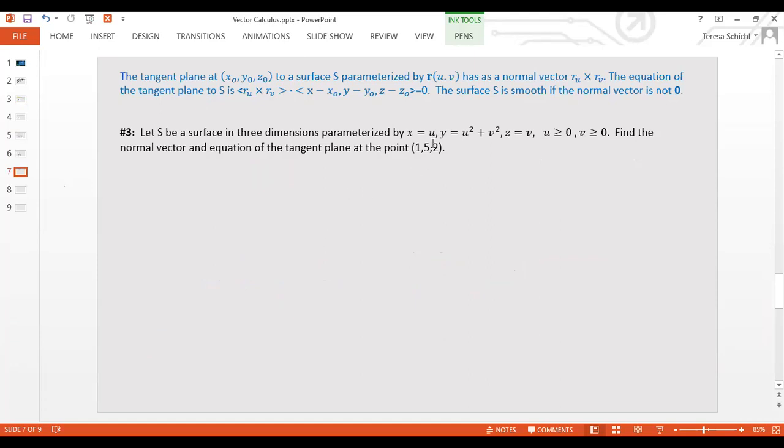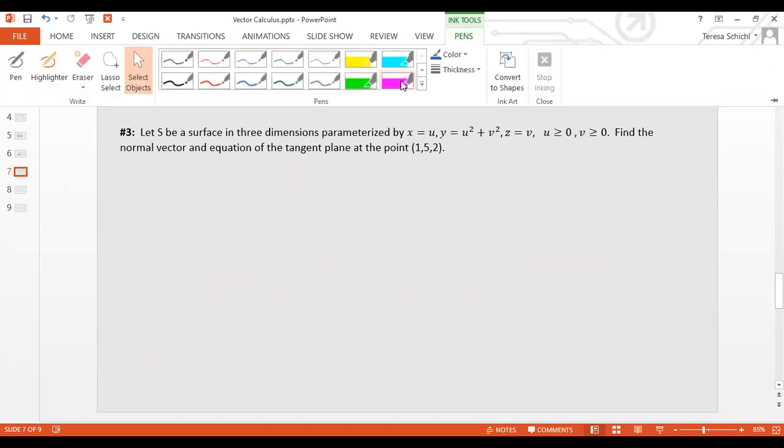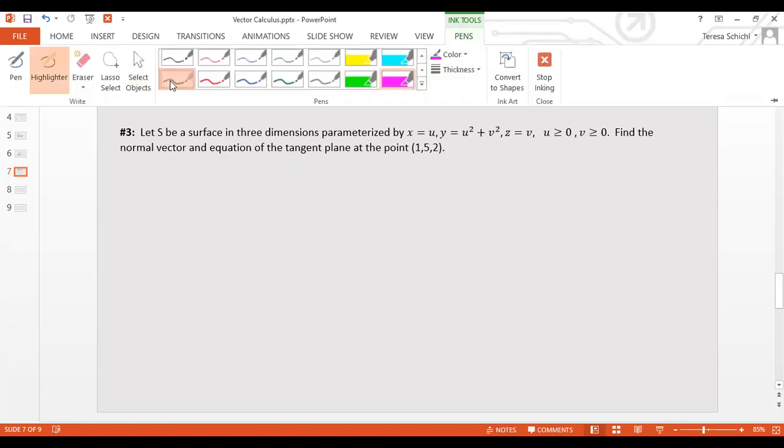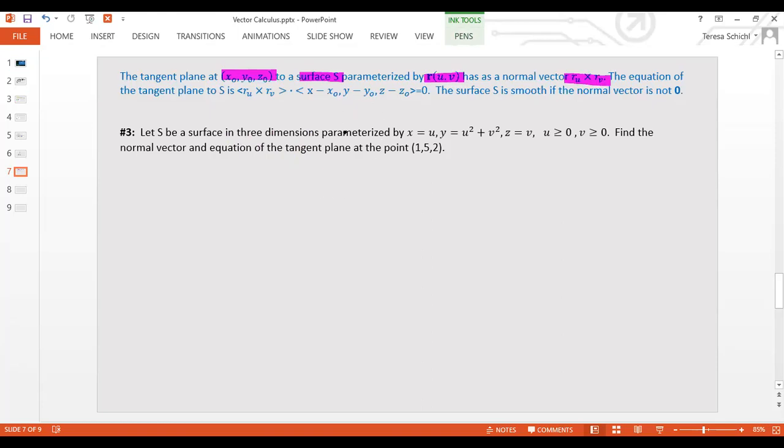Okay, so we learned this before. We said that the tangent plane: if you give me a specific point x0, y0 on the surface, then this surface was parametrized by r(u, v). So the tangent plane to this surface at this point, we know that means r_u cross r_v. What that will produce is a perpendicular vector. So that's a cross product.